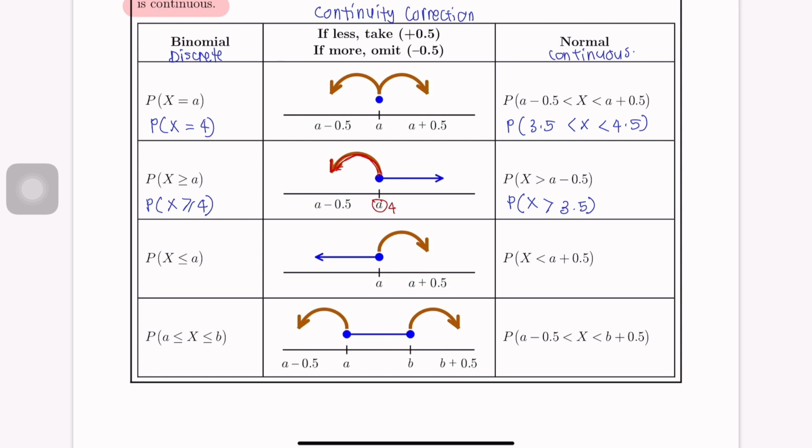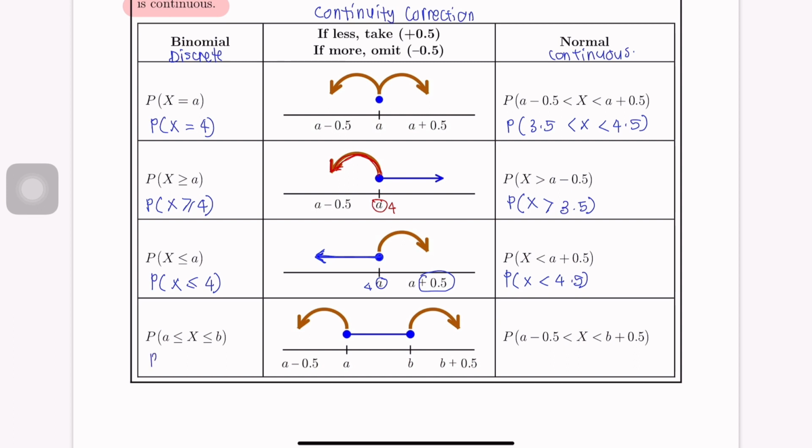Next, if we have probability x less than or equal to 4, and we want to do CC, we will take 0.5 outside the blue line. That means we need to plus 0.5. So for normal, after we do CC, we will get x less than 4.5. So for the continuity correction, we take 0.5 outside the blue line.